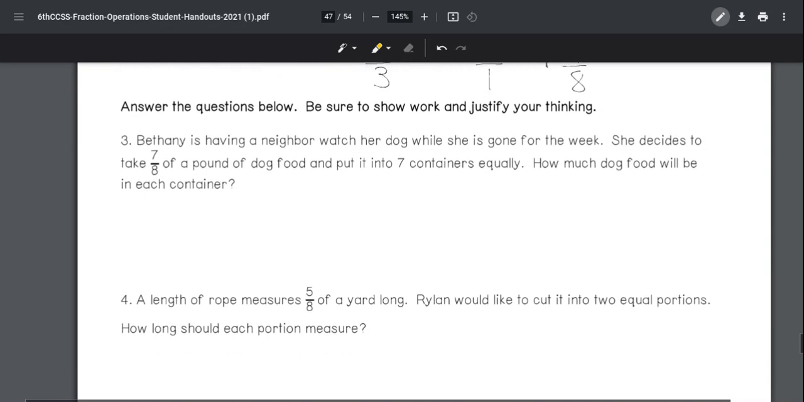Number 3, Bethany is having a neighbor watch her dog while she's gone for the week. She decides to take 7/8 of a pound of dog food and put it into 7 containers equally. So we're splitting up the original amount of dog food. So we're going to divide it into 7 containers. Okay, how much dog food will be in each container?